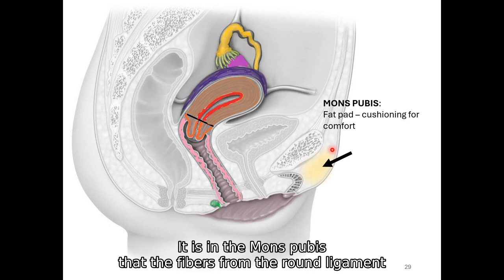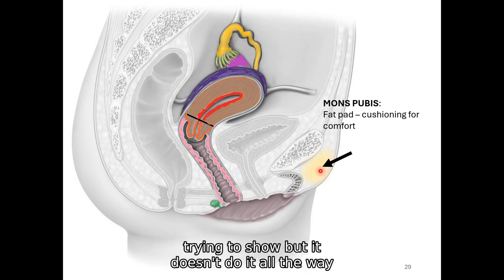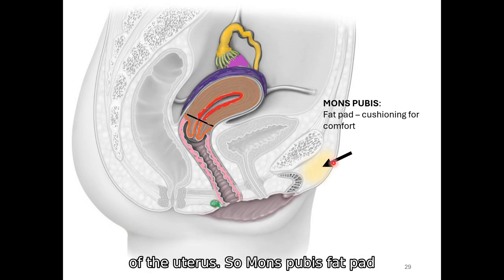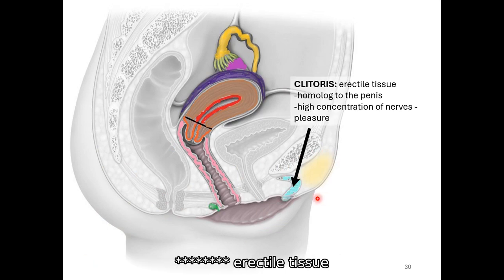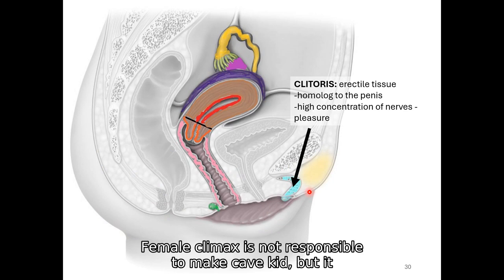It is in the mons pubis that the fibers from the round ligament, and I think that's what this sort of lame picture is trying to show, but it doesn't do it all the way. And that's for that anteversion or tilting forward of the uterus. So mons pubis, fat pad, clitoris, erectile tissue. Homologous to penis, it comes from the same embryological tissue.